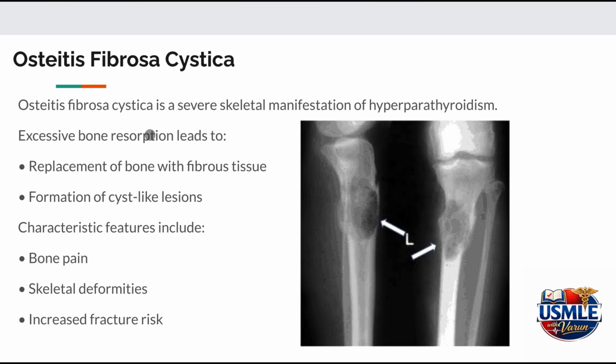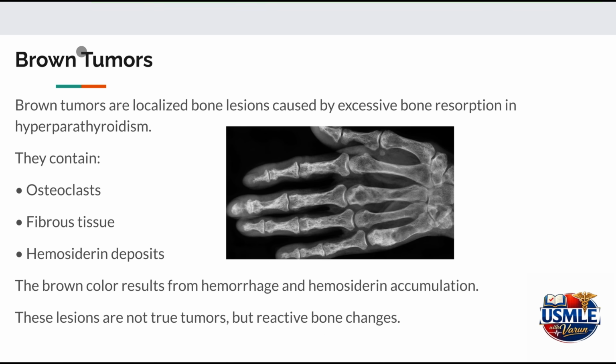Osteitis fibrosa cystica is a severe skeletal manifestation of hyperparathyroidism. In this condition, excessive bone resorption causes the bone to be replaced by fibrous tissue. This leads to cyst-like bone lesions, skeletal deformities, and increased fracture risk.